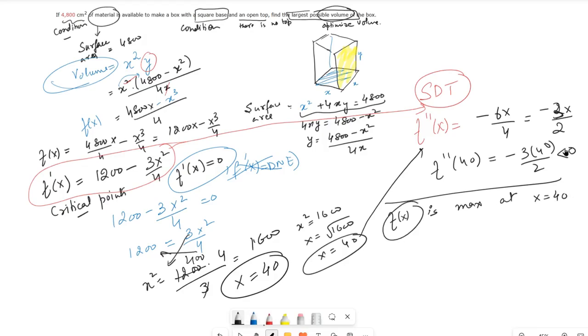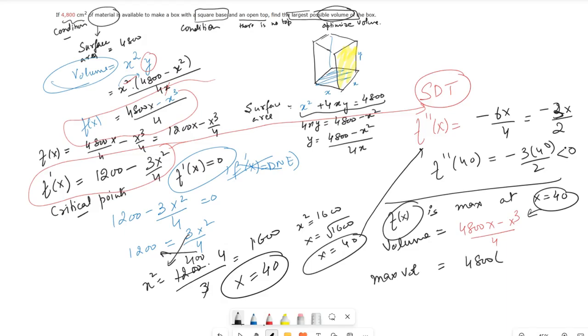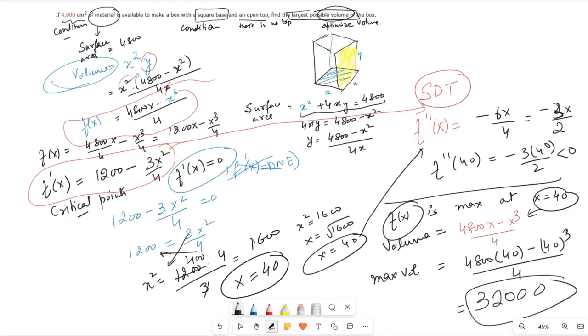What is the function again? The function was your volume. So how will we find the volume? By using our function, (4,800x minus x³) by 4. Put x equal to 40 in there. So the maximum volume is equal to (4,800 times 40 minus 40³) by 4, which comes out to be 32,000. So that is your maximum volume.